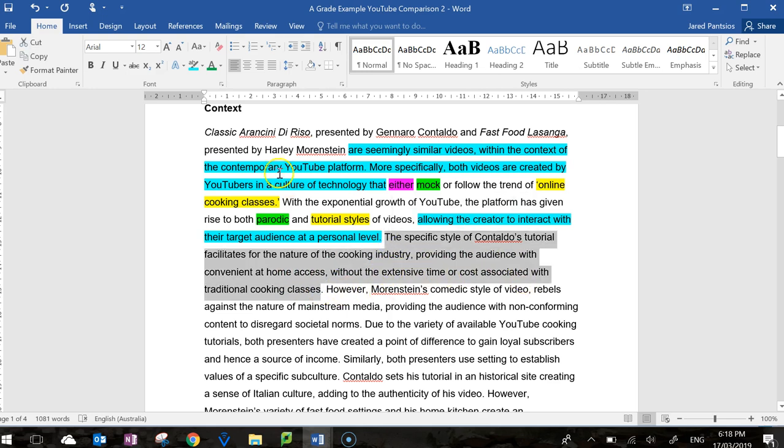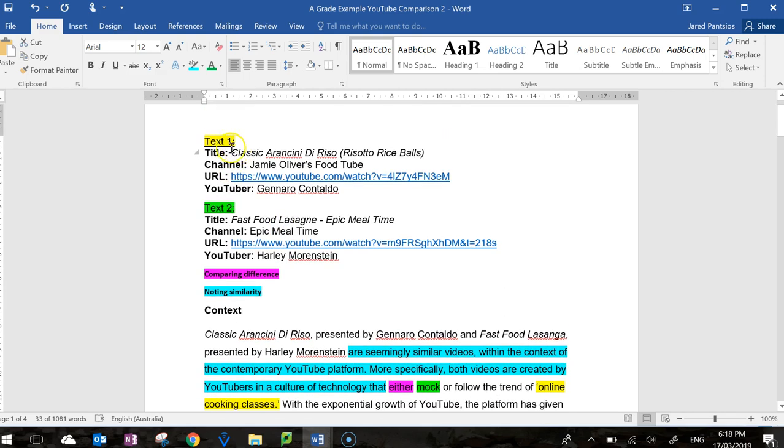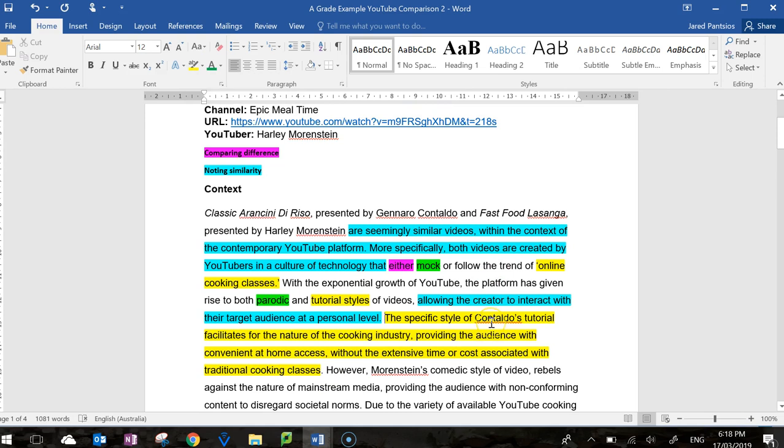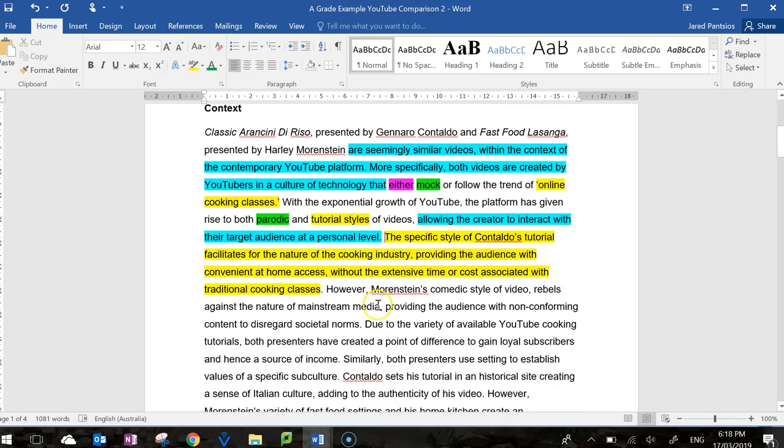So that's a great example of context for text 1 because it's talking about the historical aspect of cooking classes where previous to YouTube they would have to be in person, they would actually cost money, and whether or not you continued with them would be questionable. So there's a no risk, I guess, in terms of watching cooking classes.